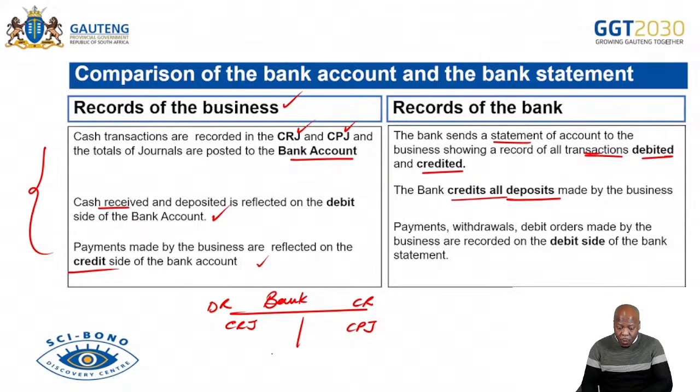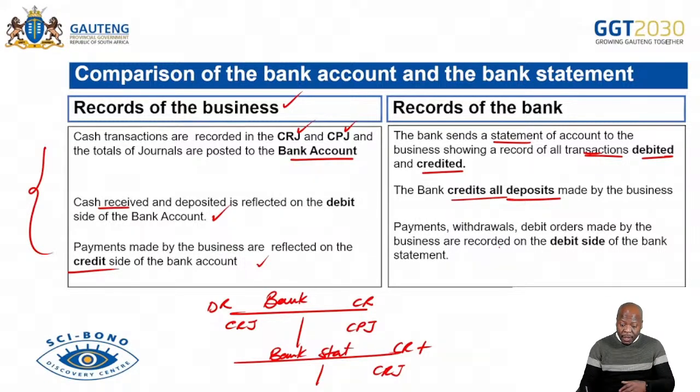In other words, when we come here and now we have the bank statement, you will now have on the credit side the transactions that relate to the CRJ, that is your deposits. So transactions of the CRJ, you find them on the credit side because that is where it will increase. And then the payments will now be on the debit side. That is where you find your CPJ.